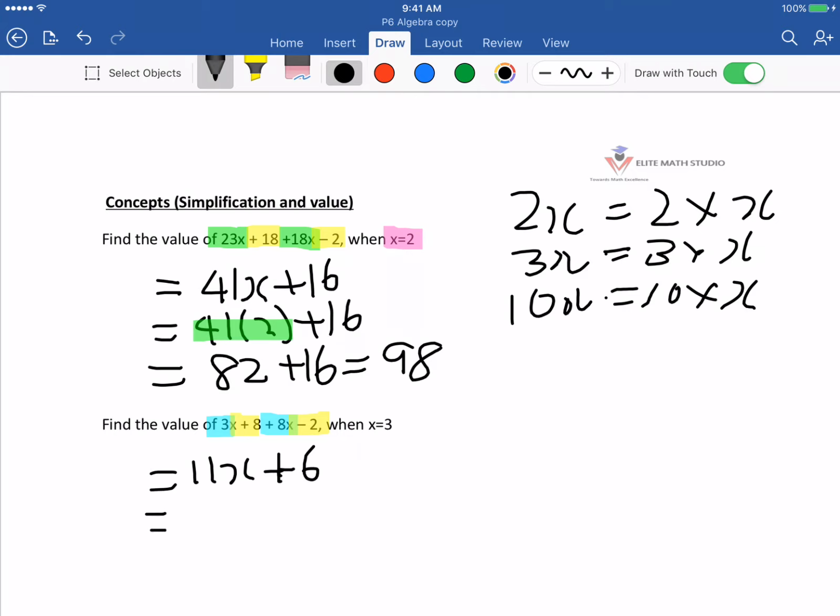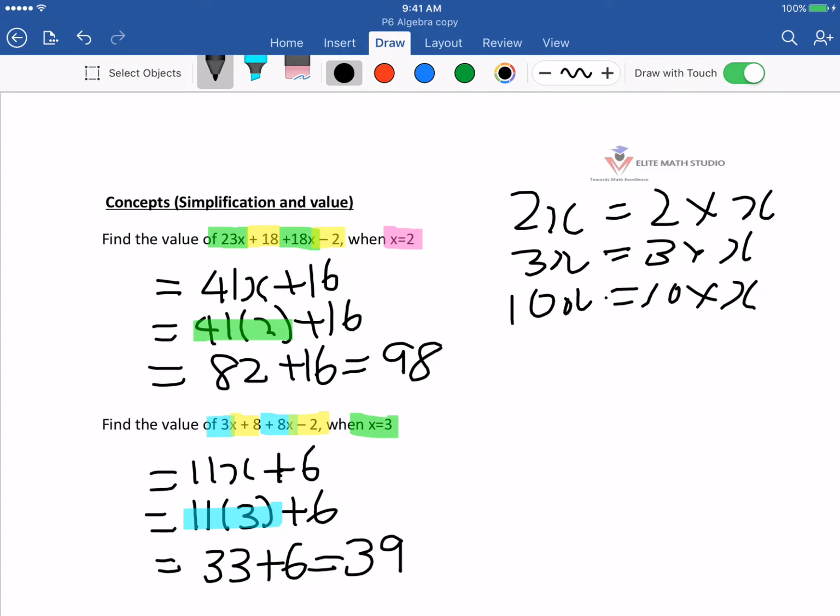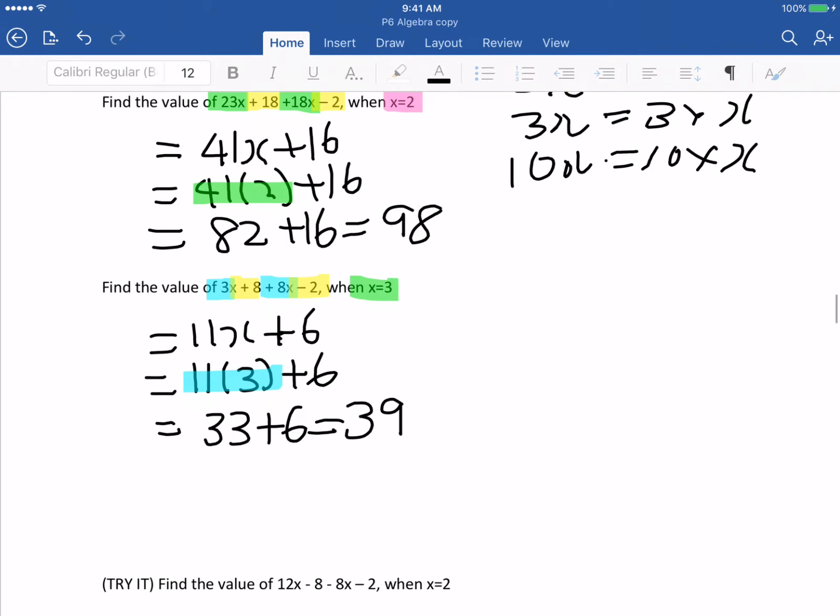Okay, what's the next step? We sub x equals to 3 in. So write 11 bracket 3 plus 6. What's 11 times 3? 11 times 3 is actually equals to 33 plus 6, which equals to 39. Okay, let's go to the next one.